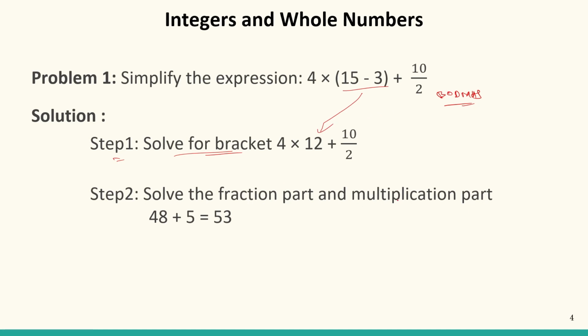Then solve for the fraction part and the multiplication part. First the fraction part, because in BODMAS, after exponents, since there are none, we go for division, right? So we solve the fraction part, that is 10 by 2 is equal to 5, right? Then we go for the multiplication part, because after division comes multiplication. And then we go for addition, as 48 plus 5 is equal to 53.